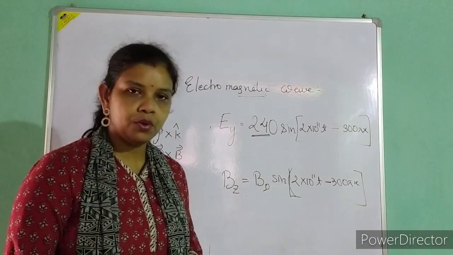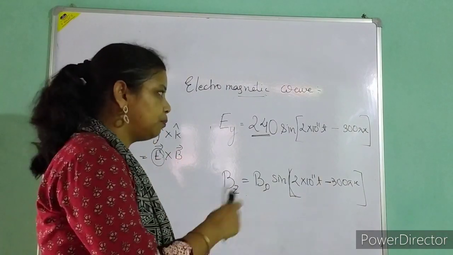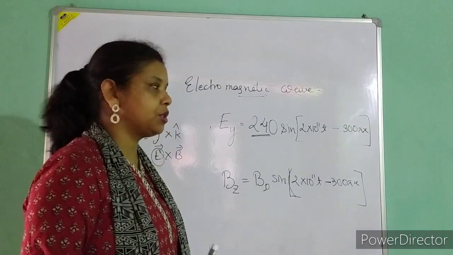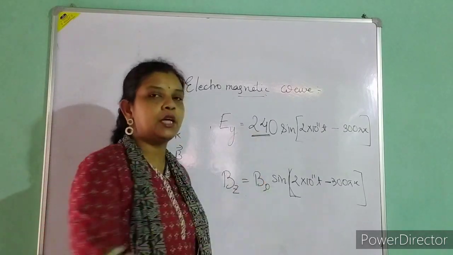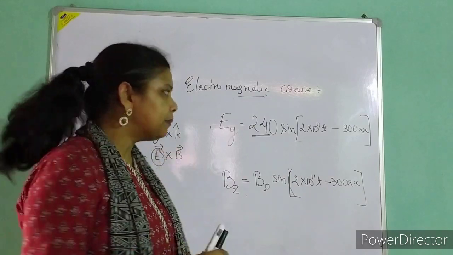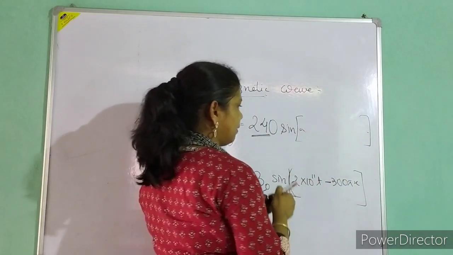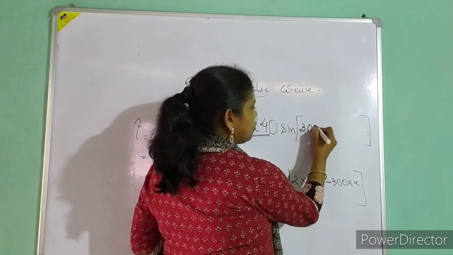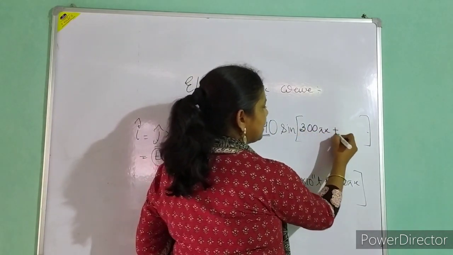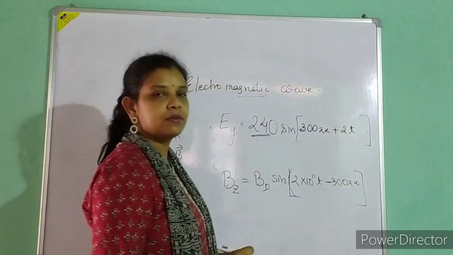Hope it is clear to you. This type of sums may come in the exam, so you should be very careful in understanding the question and knowing the equation. The main equation should be in your mind. Sometimes this will not be given in this way. They will give it in another way. Suppose I am given 300 pi x plus 2t. It can be given in this way also.